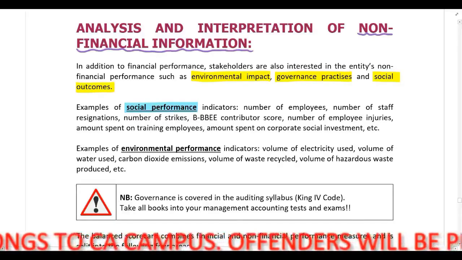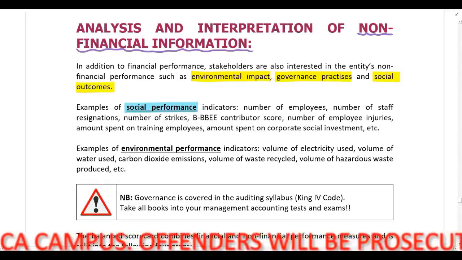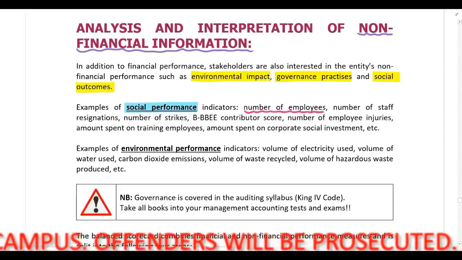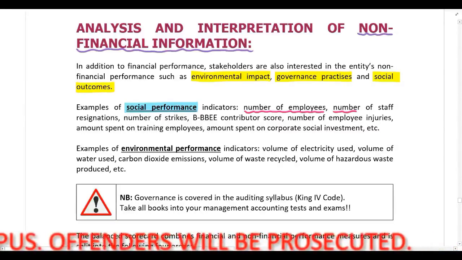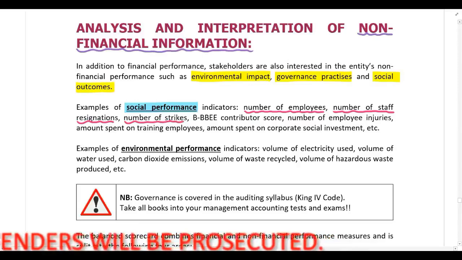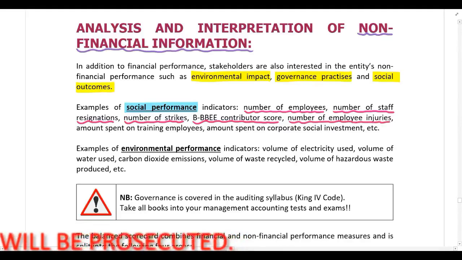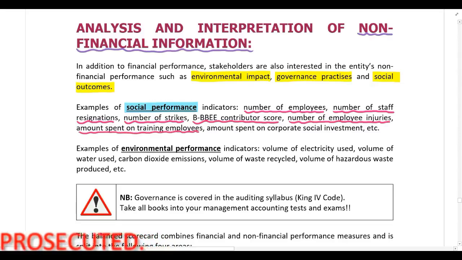When we are looking at social performance, this is anything to do with people. So you look at things like the number of employees that the company has, the number of staff resignations, the number of strikes, their BEE score, the number of employee injuries, the amount that the company spends on training their employees, and also the amount spent on corporate social investment. Those are examples of social performance indicators.